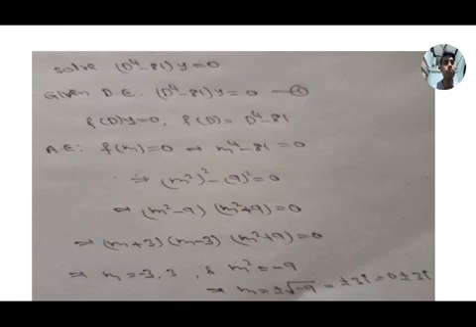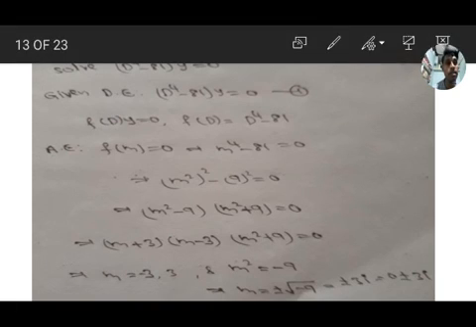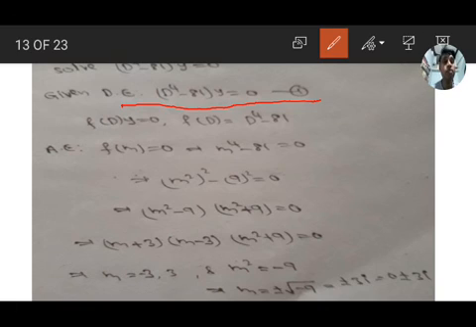Next problem. Solve (D^4 - 81) y = 0. Already it is in the symbolic form. So the given differential equation is (D^4 - 81) y = 0. Comparing with the standard form f(D) y = 0, we get f(D) = D^4 - 81.